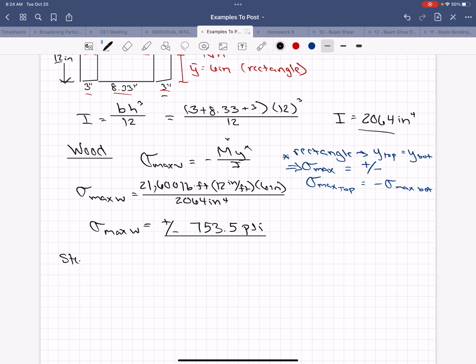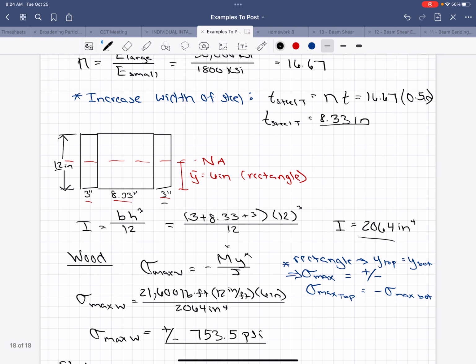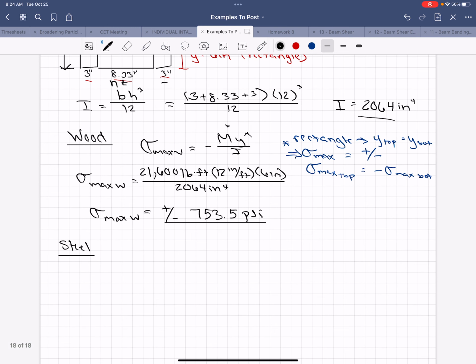Now we look at the steel and we see which one controls. The steel is what we transformed. We made this wood, steel, and wood. This is N times T, so we have to multiply. Our sigma max of the steel equals, this is also going to be positive or negative, so I'm just going to leave off the negative sign, N times My over I. So don't forget the N.